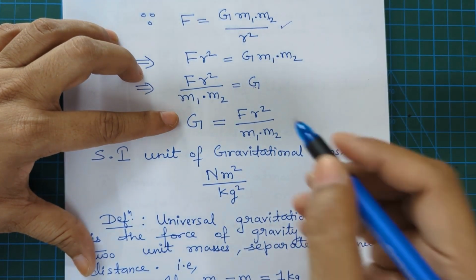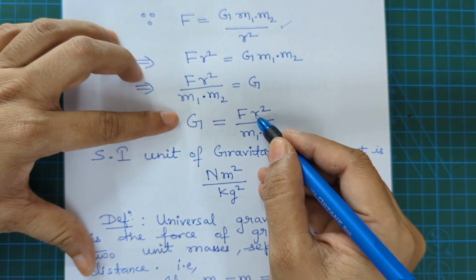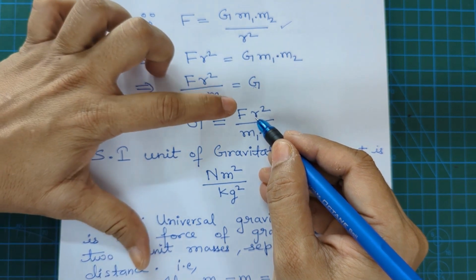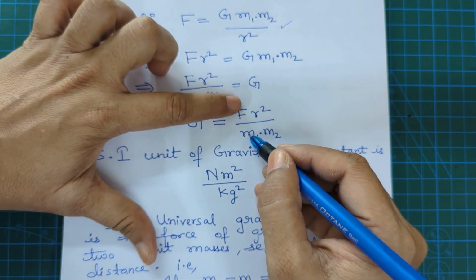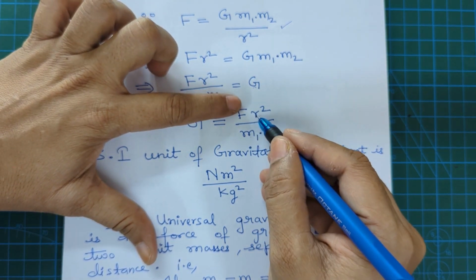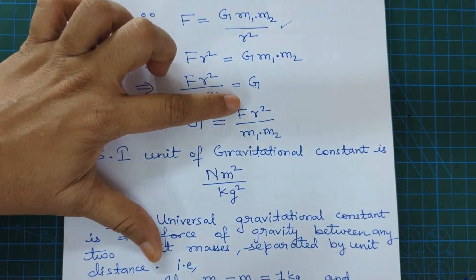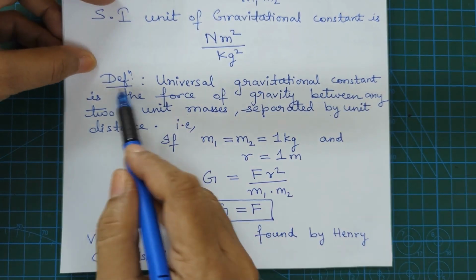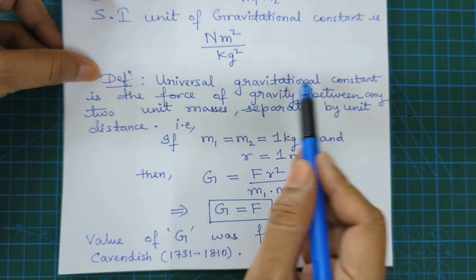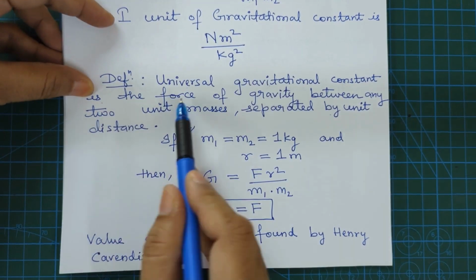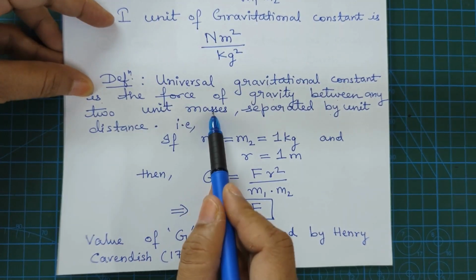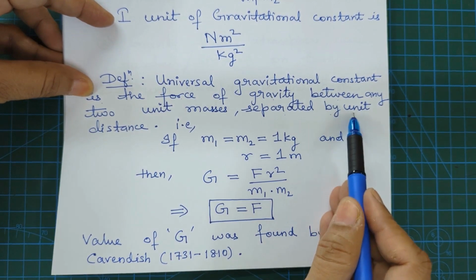Unit means 1. When this becomes 1, then the universal gravitational constant becomes equal to the force of gravity between the unit masses separated by unit distance. In that way, the universal gravitational constant is defined. So the definition is like this: the universal gravitational constant is the force of gravity between any two unit masses separated by unit distance.